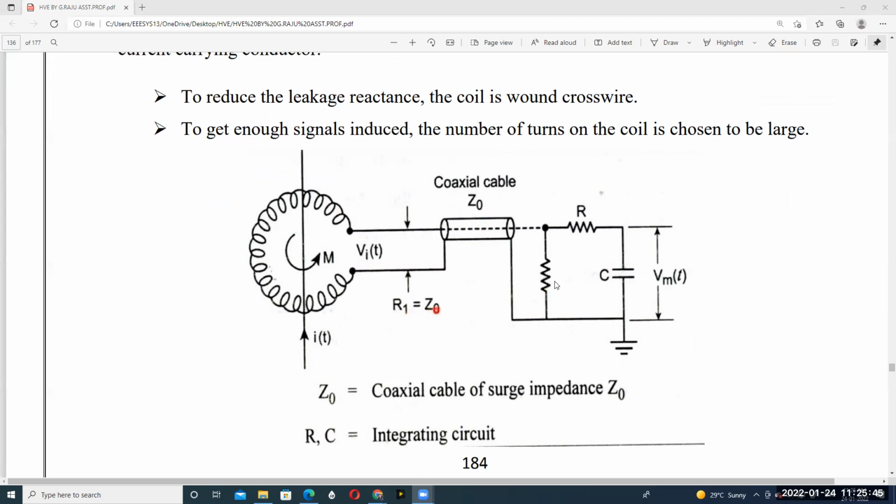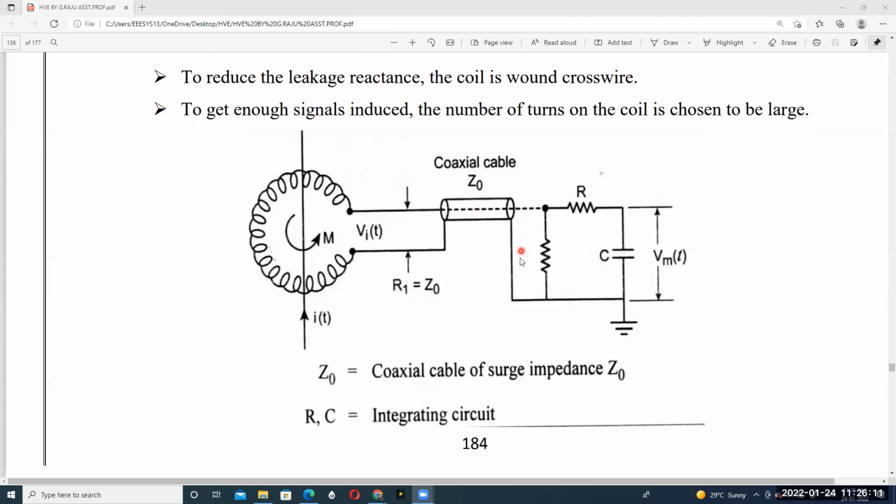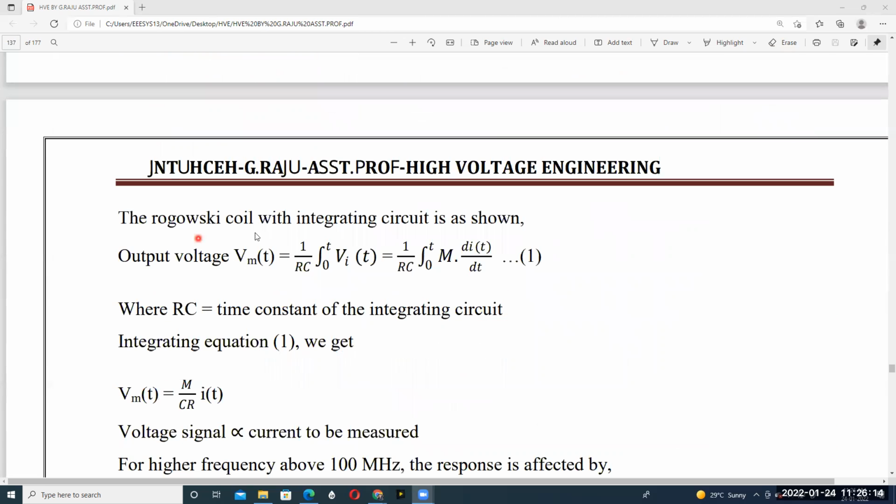The design is such that R1 is equal to Z0, so the reflections can be avoided. Z0 is the surge impedance of the coaxial cable, and RC is the integrating circuit. Vm is the output measured voltage. So here is the Rogowski coil with the integrating circuit, as shown.